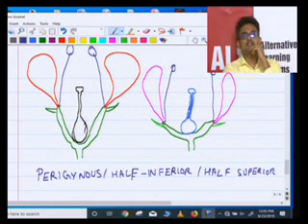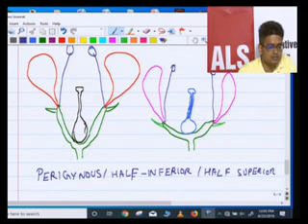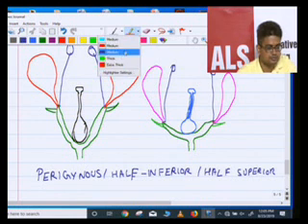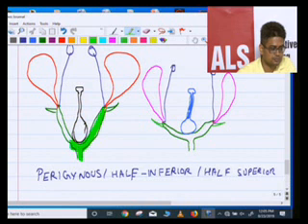Alright. Now you can see here in this condition, keep on drawing, the thalamus has started to move upwards.